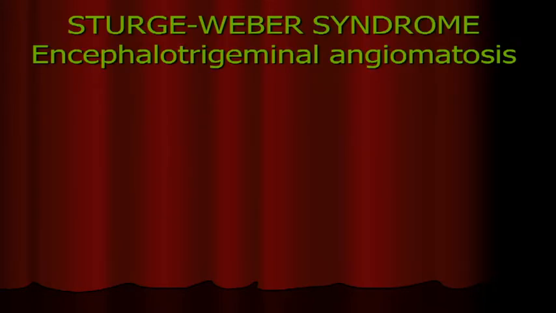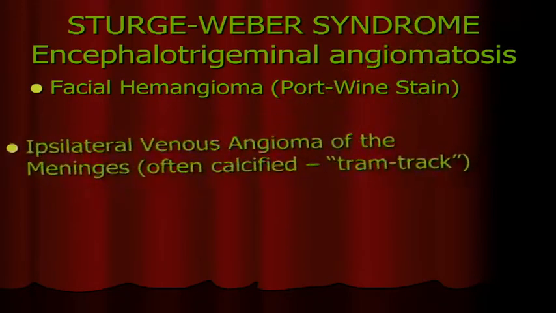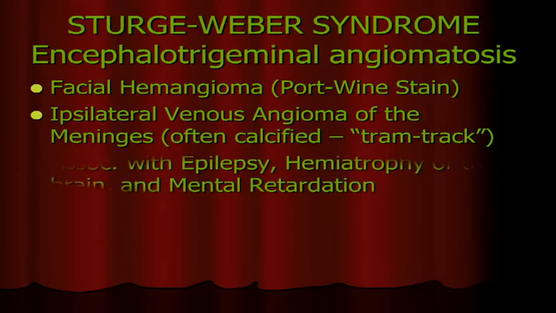Encephalotrigeminal angiomatosis, because they're angiomas that calcify. They get the port-wine stain, ipsilateral venous angioma of the meninges. It could also be called tram-track calcifications, associated with epilepsy, hemiatrophy of the brain, and mental retardation. Kathy was not mentally retarded, so they don't have to have mental retardation. But these patients classically will have seizures, mental retardation, and hemiatrophy.